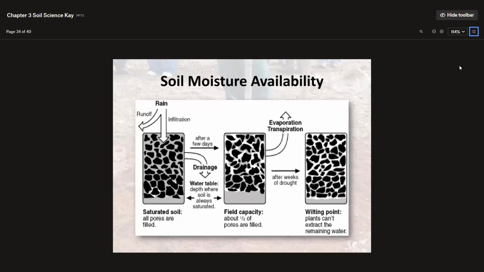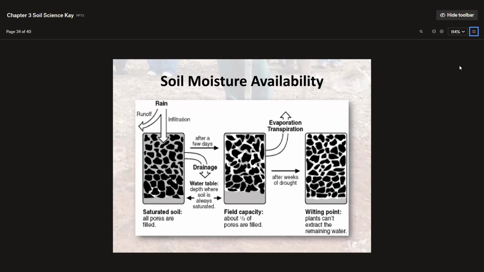So this is kind of how it works, moving from left to right. You get rain, some of it runs off, some of it infiltrates into the soil, right? And saturated soil is when it first rains and all the pores are filled with water, right? Then after a few days, you got drainage goes off to the bottom and goes out to the sides. And after a few days, then you're left with field capacity. So about half the pores are filled with water and the other half is air.